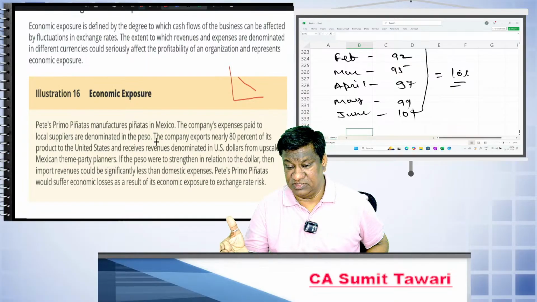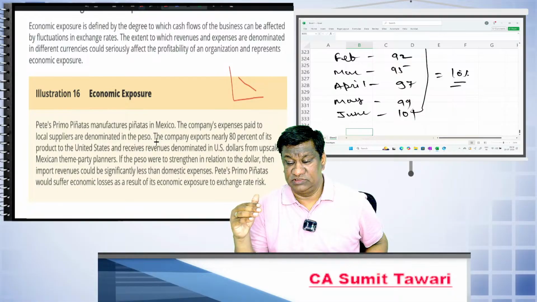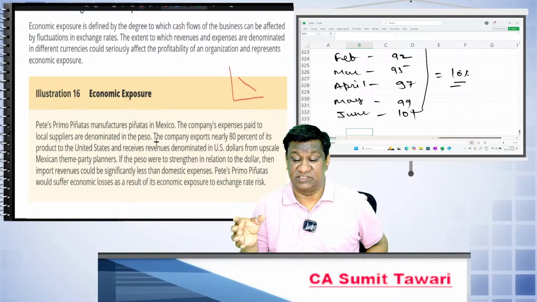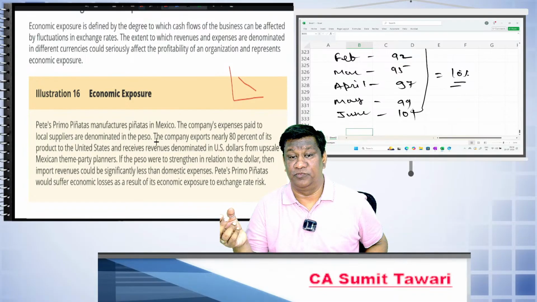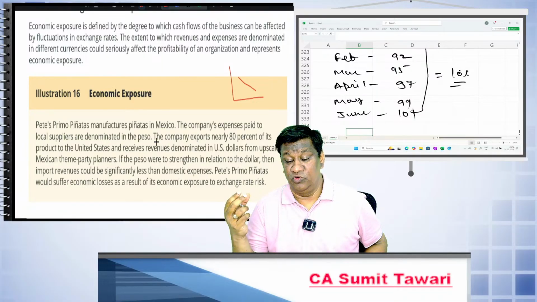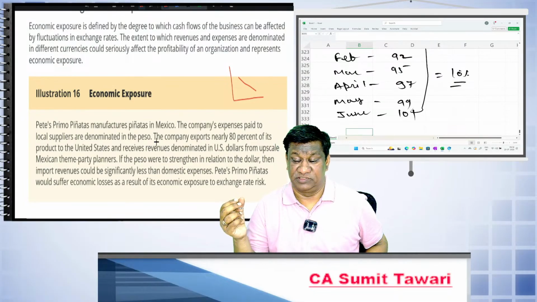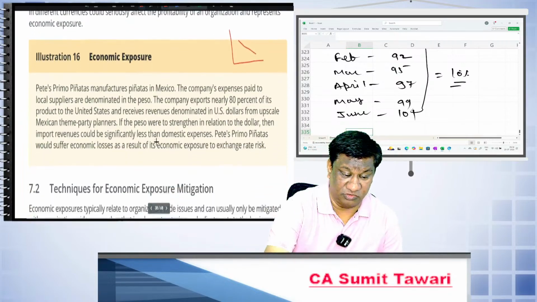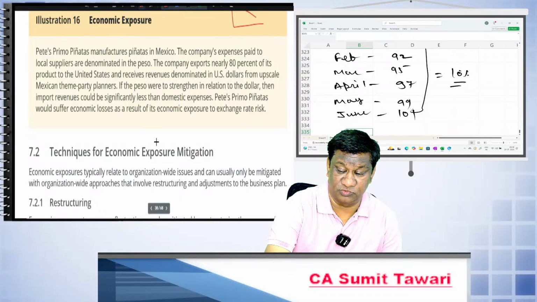In today's scenario in India, the euro is strengthening exceptionally, and because of that, every Indian entity that imports from European countries, or whatever purchase transactions they did in euro, needs to suffer an additional loss of 10%. That is basically the economic loss, or we need to see what could be the economic impact because of a change in exchange rate.